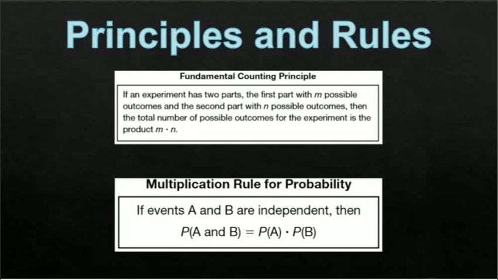And then the multiplication rule for probability just states if events A and B are independent, which means they don't affect each other, then the probability of getting A and the probability of getting event B, you multiply those two together to get our answer.